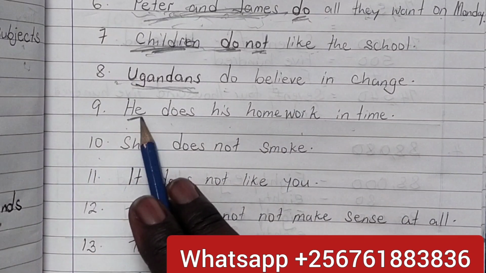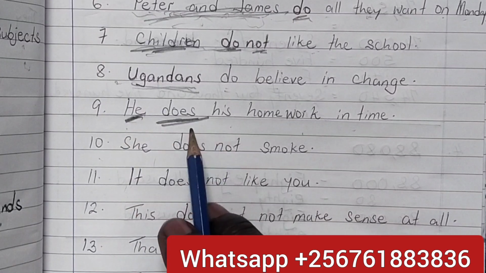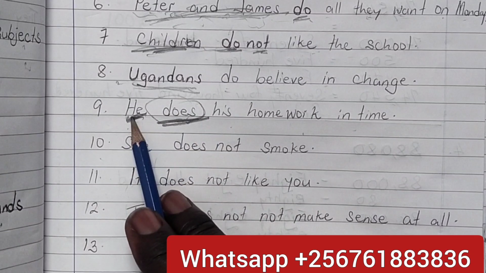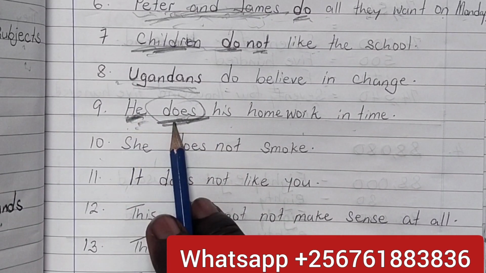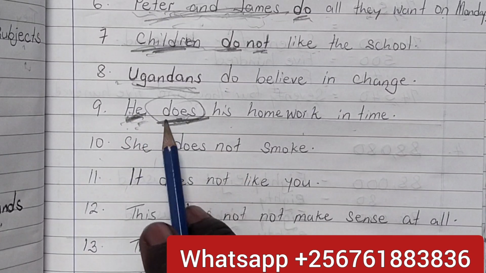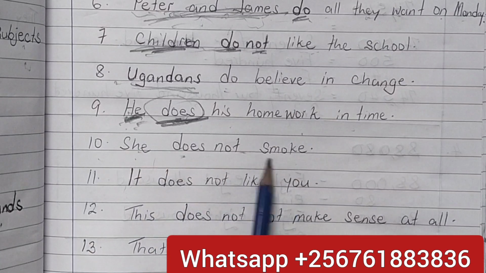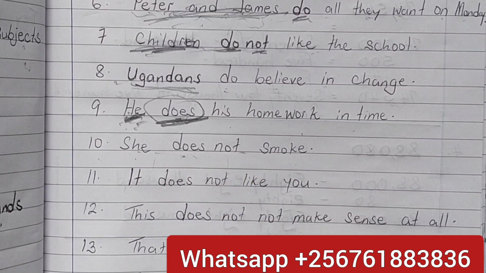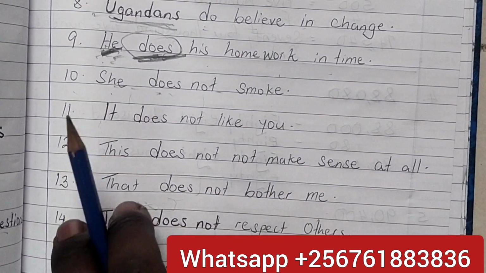Number 10, he does. Notice that he is singular. When it is singular, we use does. Don't use plural with singular, like "they does". No. He does. She does. She does not smoke. She doesn't smoke. Okay. Then number 11.